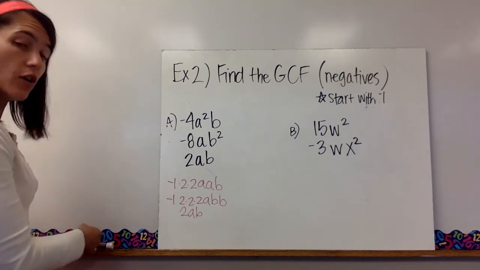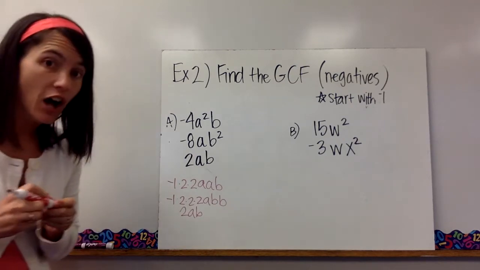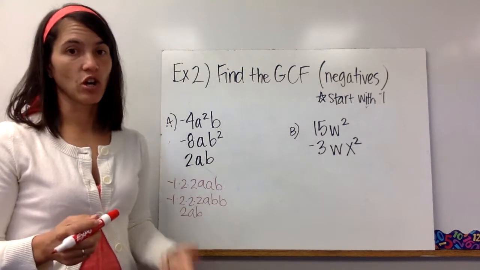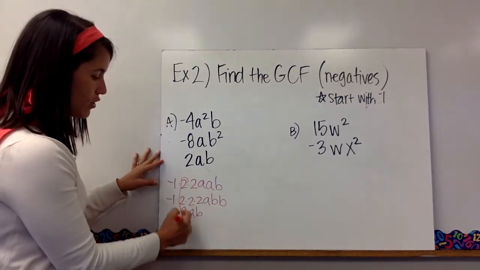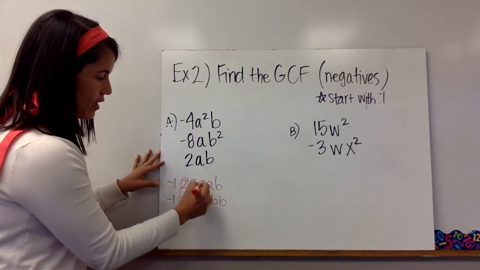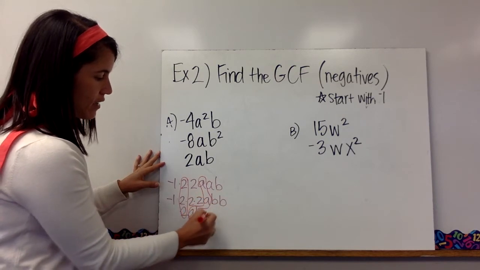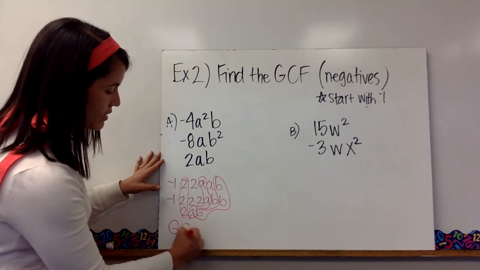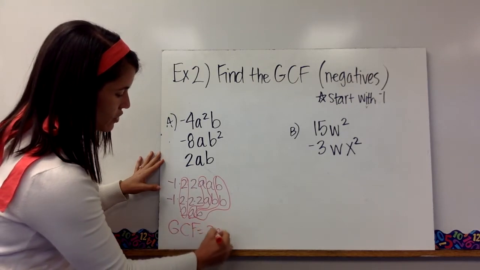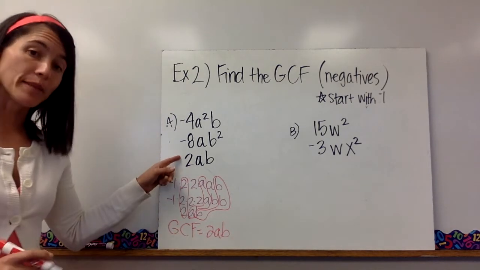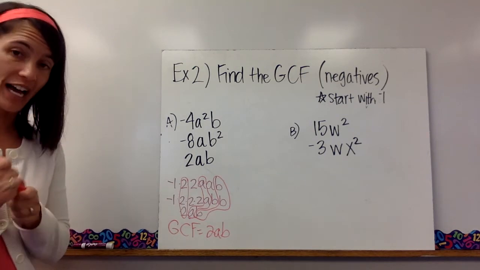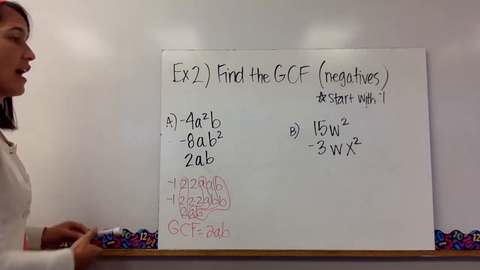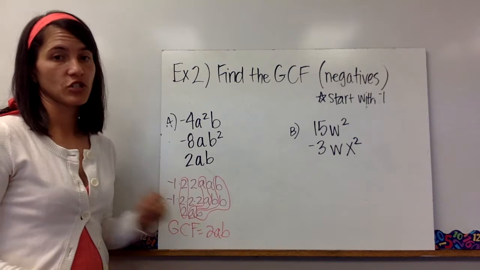We're going to circle what we have in common. If they all had a negative 1, we would circle it, but they don't all have a negative 1. They all have a 2, they all have an A, and they all have a B. So my greatest common factor is 2AB, which happens to be one of the terms, and that's fine. That is the greatest common factor of these monomials, 2AB.